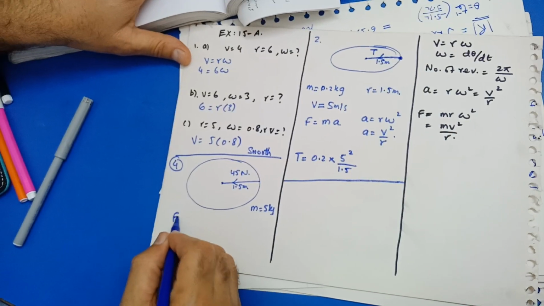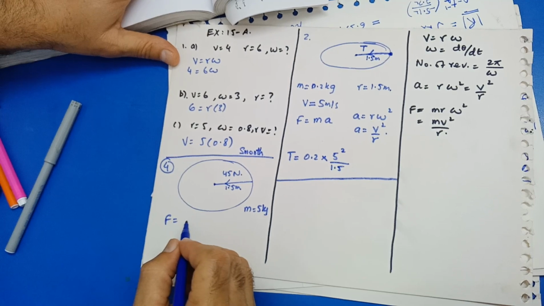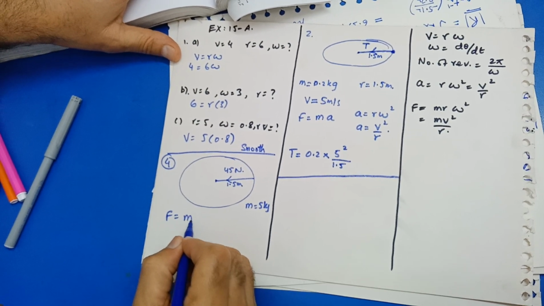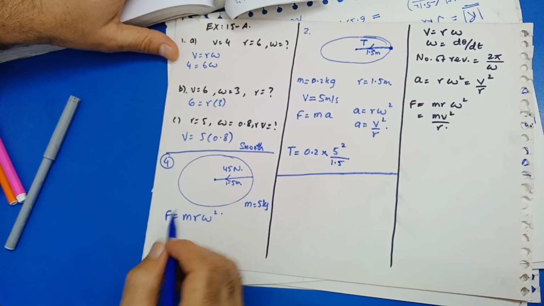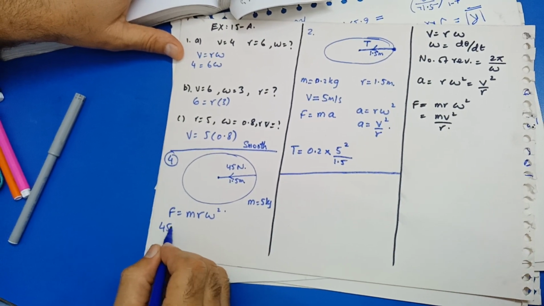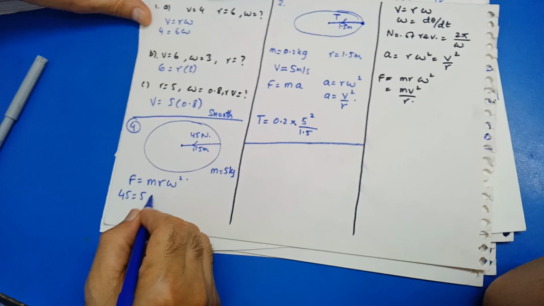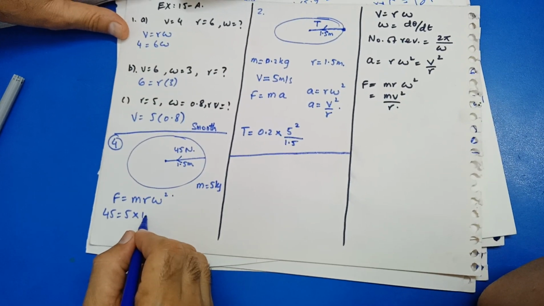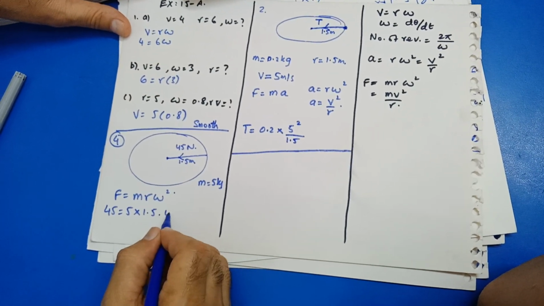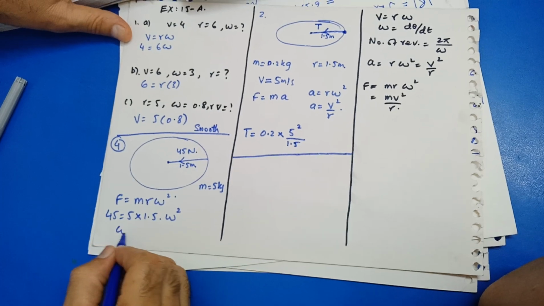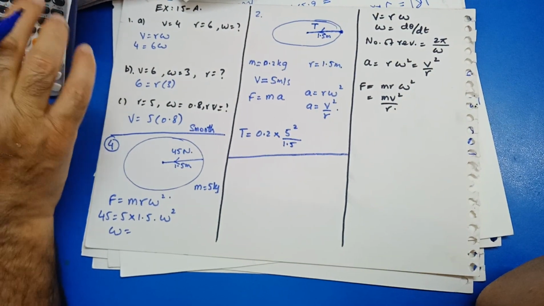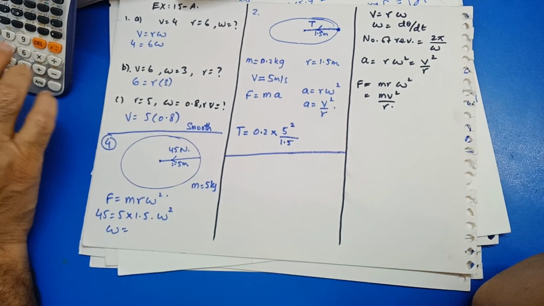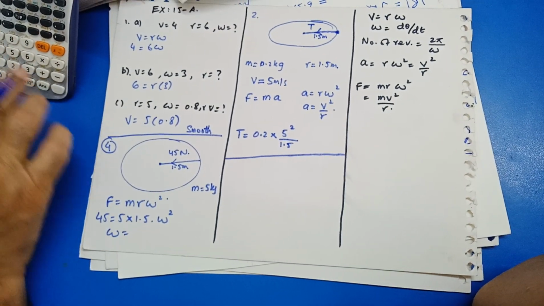We have F equal to m r omega square. So this F is going to be 45 over here. The mass is 5. The radius is 1.5. And this is going to be times omega square. So this omega square is going to be 9 divided by 1.5.